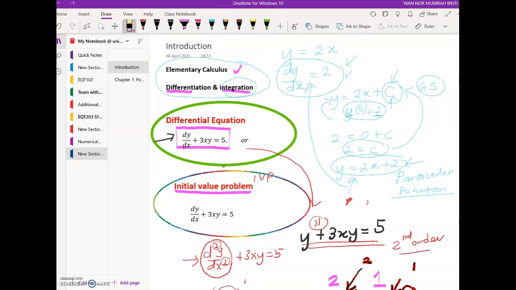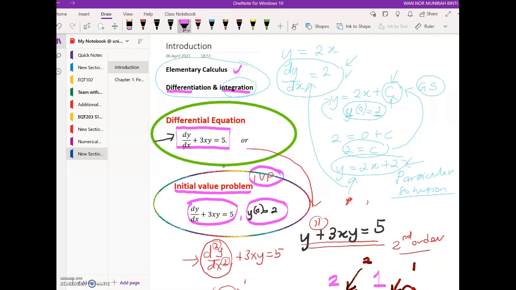For example, look at this equation: dy dx plus 3xy plus 5. So this is a DE, a differential equation. This differential equation must come together with an initial condition, for example, y equals 2 when x equals 0. See? Now you have a differential equation together with an initial condition, so we call it an initial value problem, or IVP.